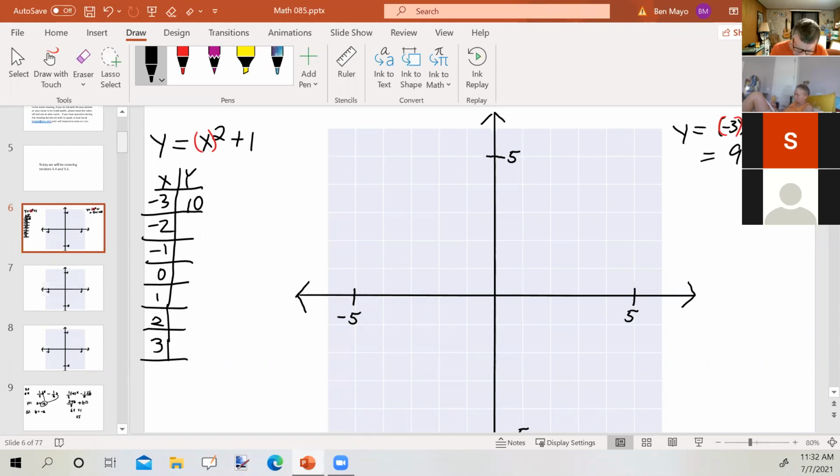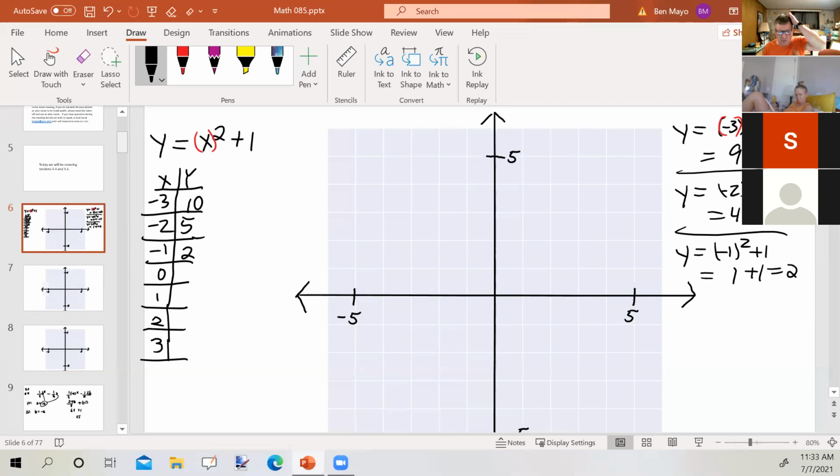Let's take x being -2. So y equals -2 squared plus 1, which is 4 plus 1, or 5. Any questions there? If x is -1, y equals -1, the quantity squared plus 1, which is -1 times -1 is 1, and 1 plus 1 is 2.